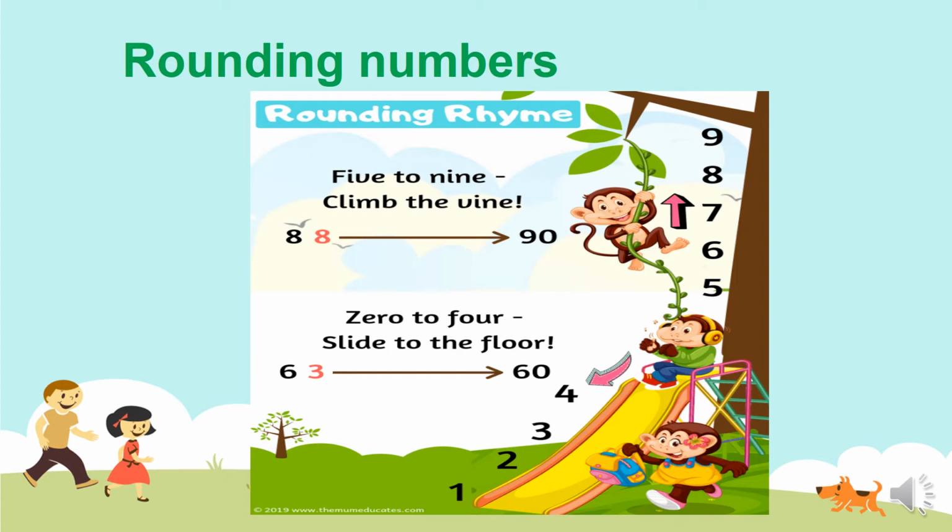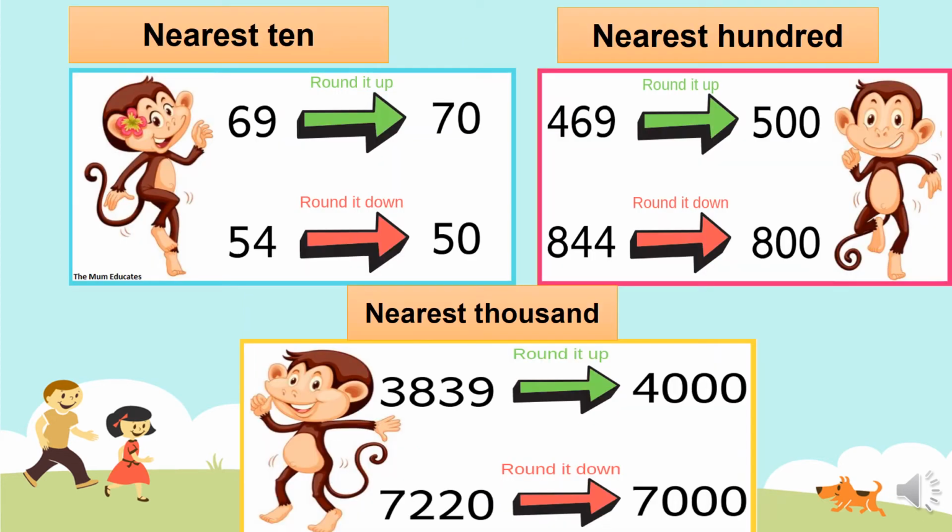Then shall we move to the second number? It is 63. What is the number in the ones place? It's 3. Since 3 is smaller than 5, we round 63 to the smaller 10. It becomes 60. Now we are going to round the numbers to the nearest 10, nearest 100 and nearest 1000. First we are going to round the numbers to the nearest 10.